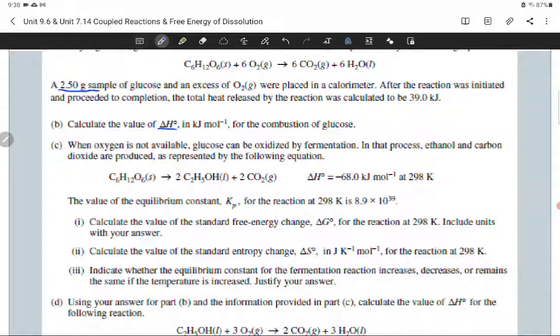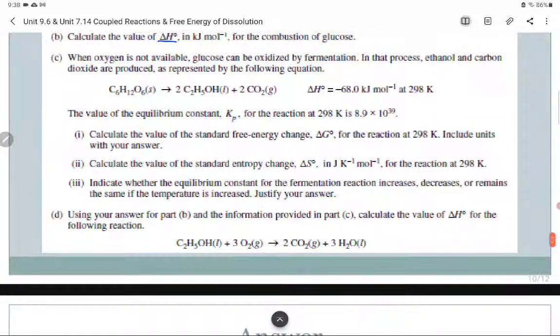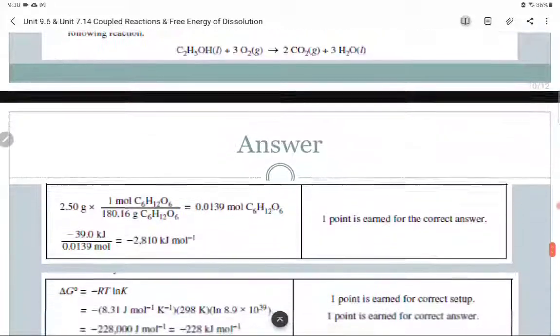So we have grams and we have kilojoules. Last time we had moles and kilojoules. This time we have grams and kilojoules, so you're going to have to convert the grams into moles. You're going to have to find the molar mass of glucose to convert that 2.5 grams into moles. And then when you get those moles, 39.0 kilojoules goes up top and the moles on the bottom. Let's go take a look at the math because I don't have a lot of room there.